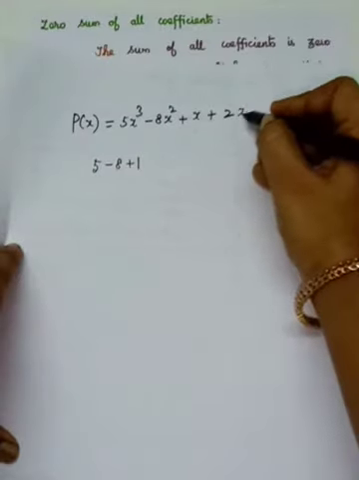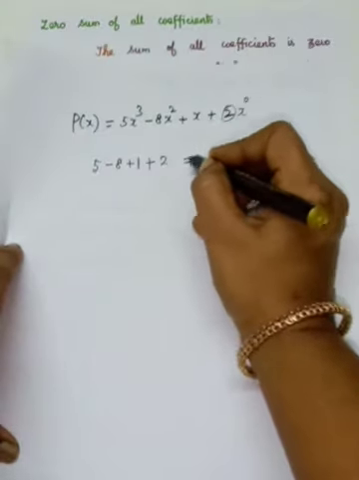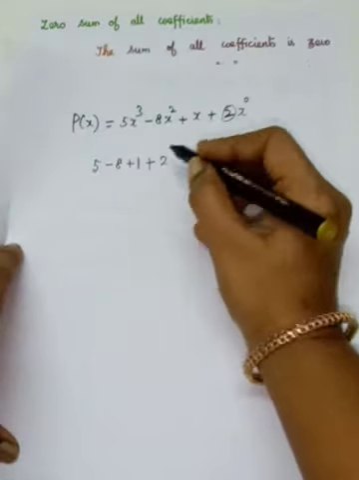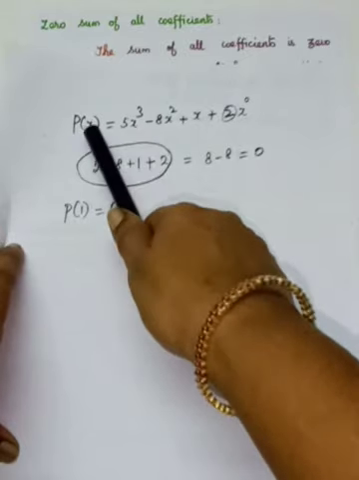The constant we can write as x power 0, so the coefficient is 2. So when you add, you see that 5 plus 1 is 6, 6 plus 2 is 8, 8 minus 8 is equal to 0. So the sum of all the coefficients of the polynomial is 0. That means P of 1 is 0. Isn't it? Why? Because 5 minus 8 plus 1 plus 2 is what you will get when you write x as 1.